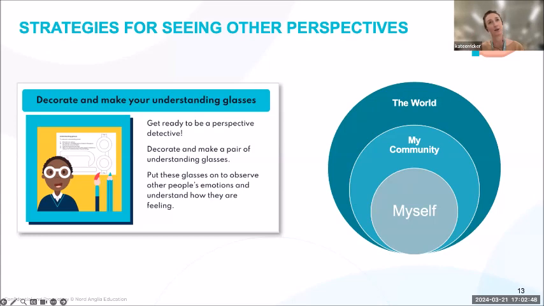So another way of doing this is to ask students to think in 3 steps and go outwards each time. So they think about myself, they think about my community, so they think about others, and then they think about the world. So then think about the very wide perspectives that you could have on an issue.